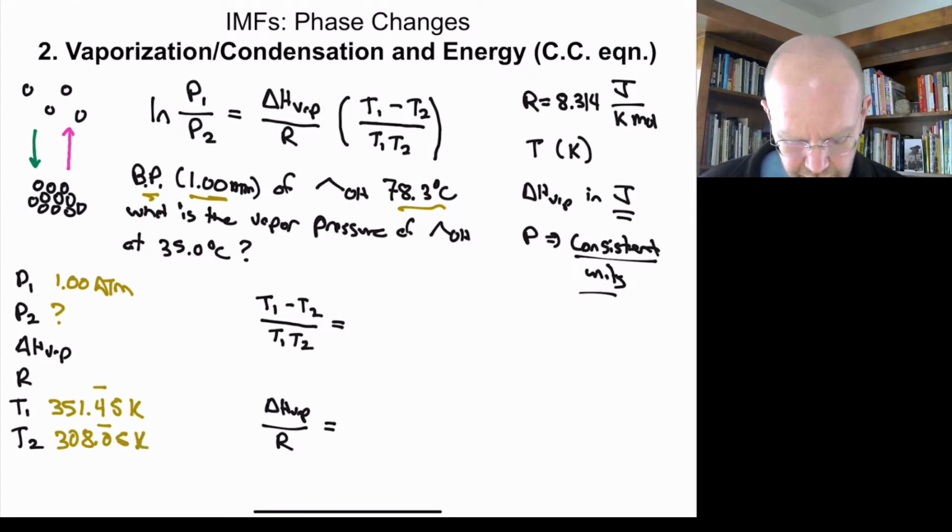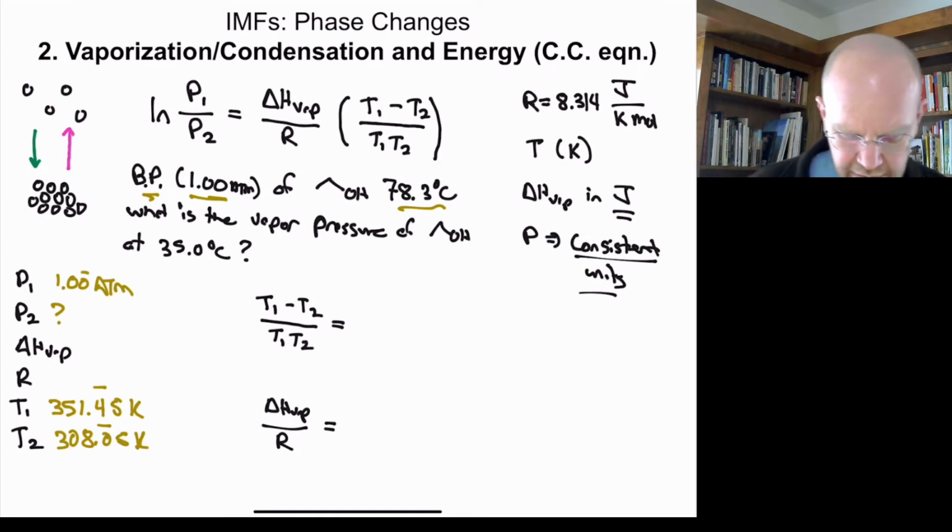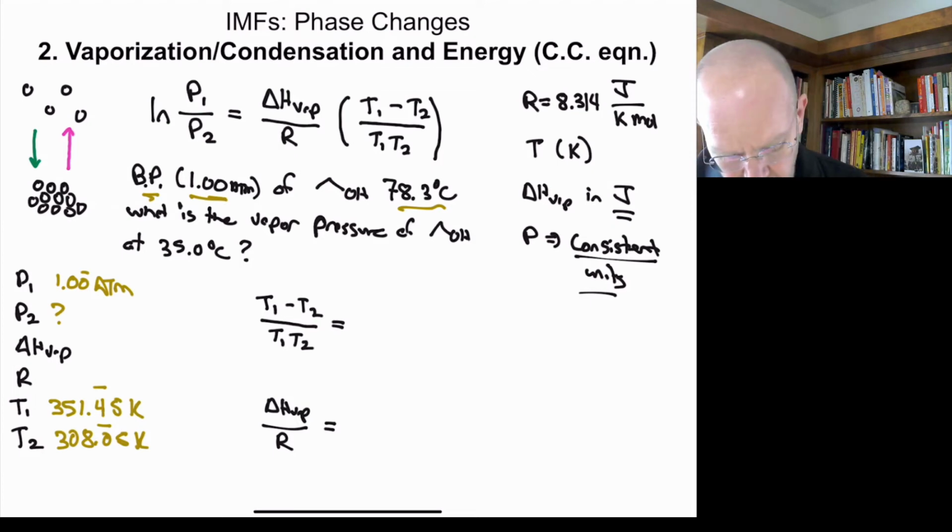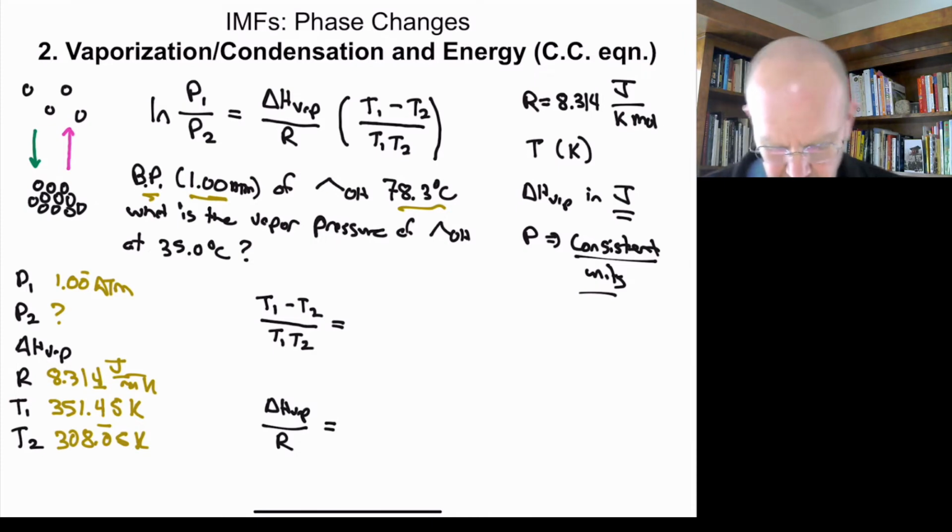308.05 Kelvin. Okay, and we're assuming that this 1.00 atmospheres, that we're going to have 3 significant figures in that number. We know that we have this gas constant up here that's 8.314, and this is in joules per mole Kelvin, right? So I'm just collecting the things that we know.